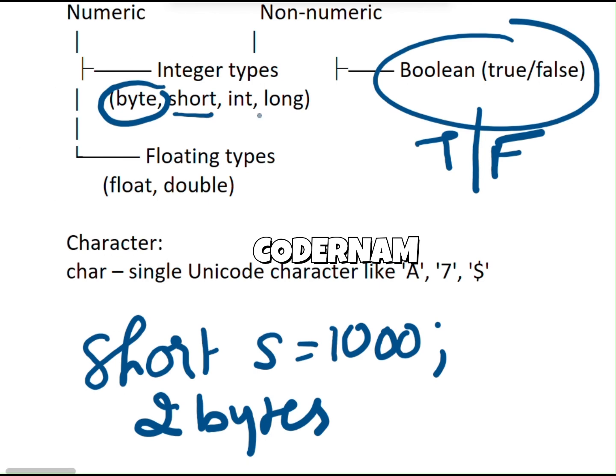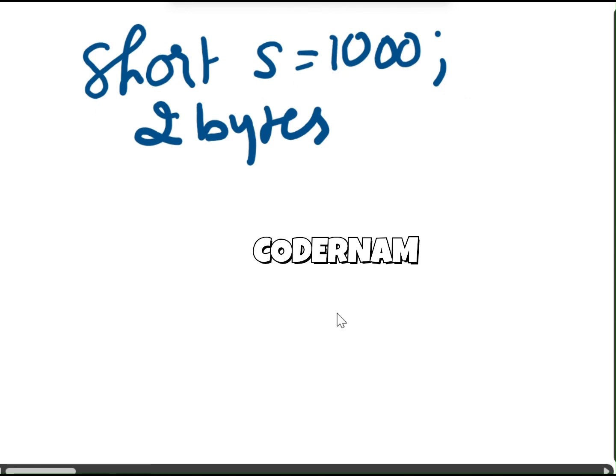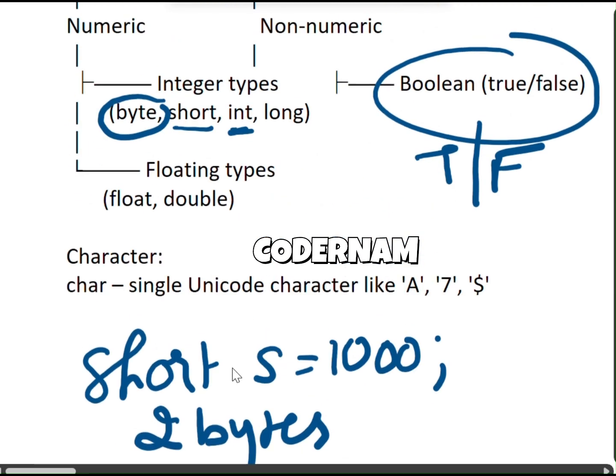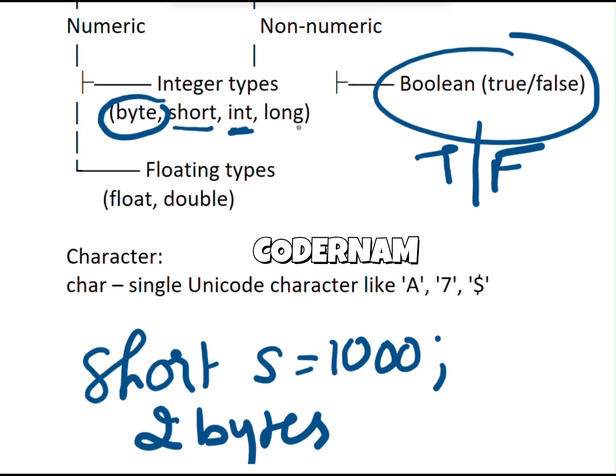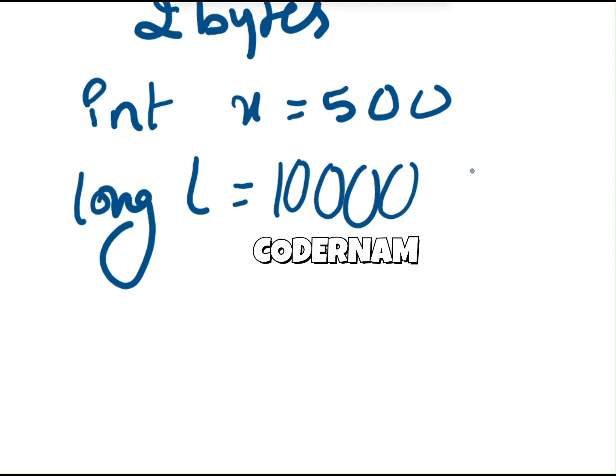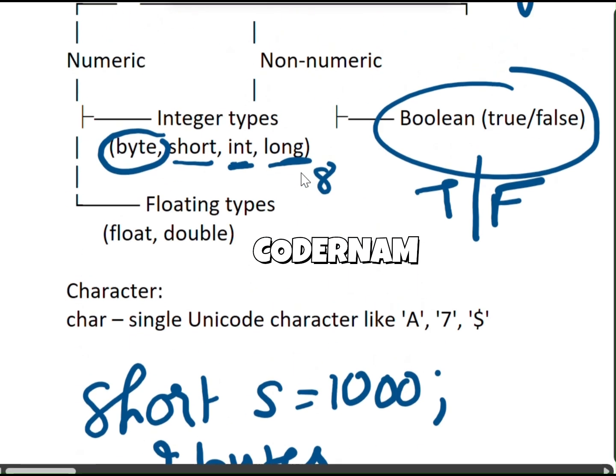And we have int. Int takes up to 4 bytes, and an example syntax for it is int x is equal to 500. This is the most common integer type we are going to use. And then next we have long. It takes up to 8 bytes. So long L is equal to something like 10000L. These are very large integers.